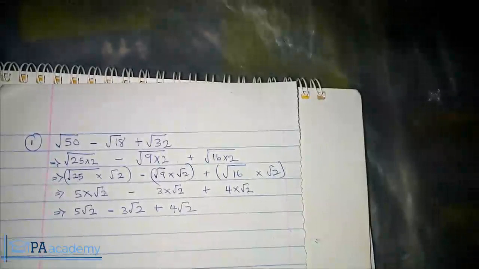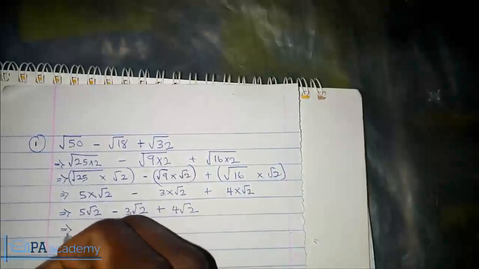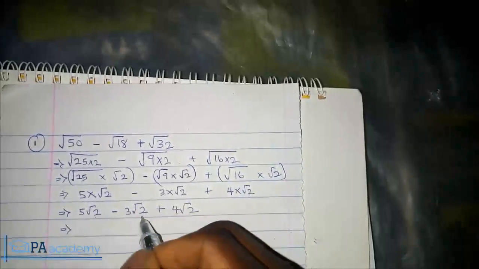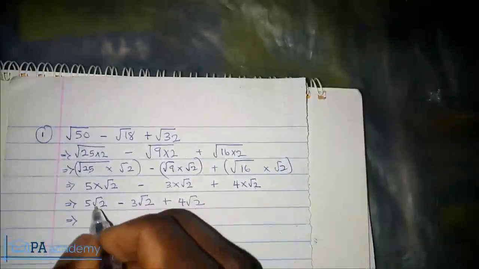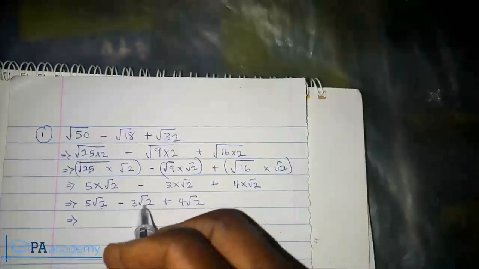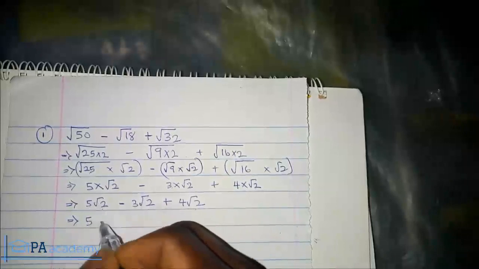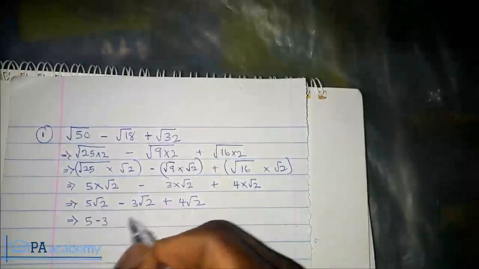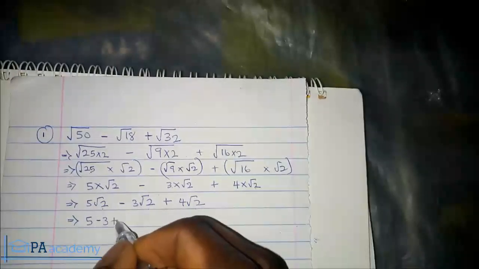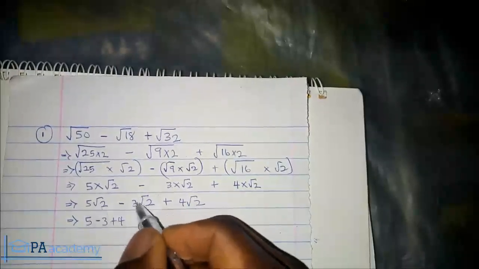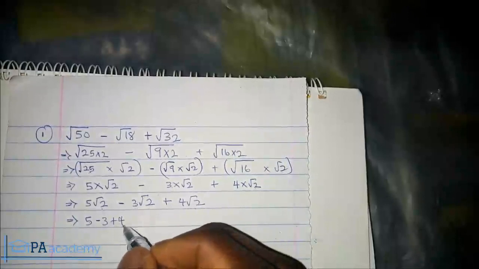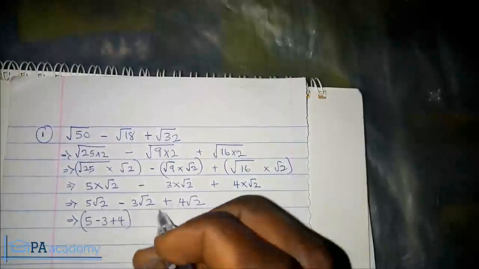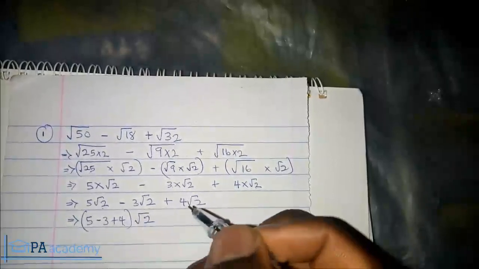Now if you examine what we have now, we see that they are all in root 2. So what we will do here is this. Since we have root 2 here, root 2 here, and root 2 here, we just bring out the number before the root, which is 5 minus 3, then plus 4. So this is 5 here, minus 3, this is it, plus 4, this is it. All into brackets, root 2.